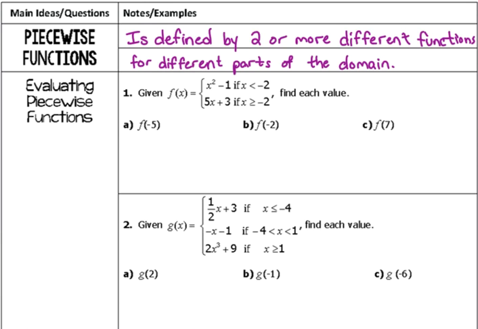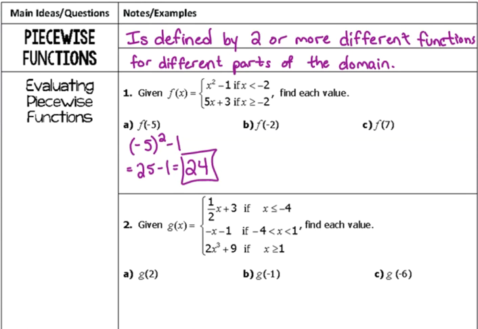So if we're asked what is f of negative 5, we've got to figure out, okay, which piece does that apply to? Is negative 5 less than negative 2, or is it greater than negative 2? Less than. So we plug that into the first piece, negative 5 squared minus 1. So negative 5 squared is 25. 25 minus 1 is 24. We do not plug it into both pieces. You figure out which piece it fits into, and you plug it into that one.